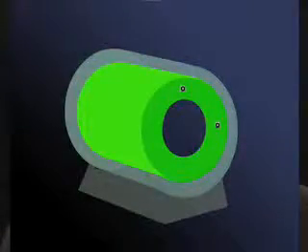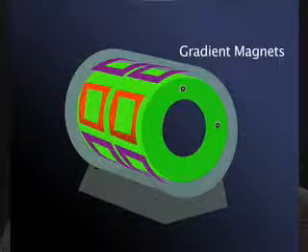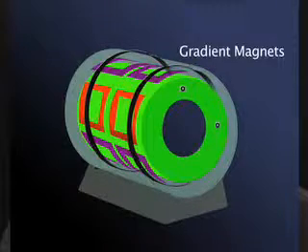If I want to see where the signal is coming from in your body, I put on another magnetic field on top of the very homogeneous one that's called a magnetic field gradient. By that I mean it makes the field stronger in one place and weaker in another place.